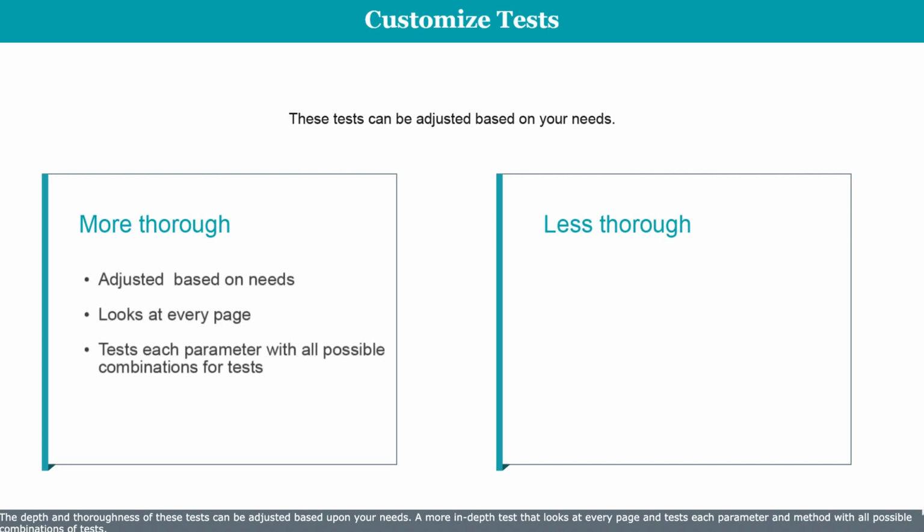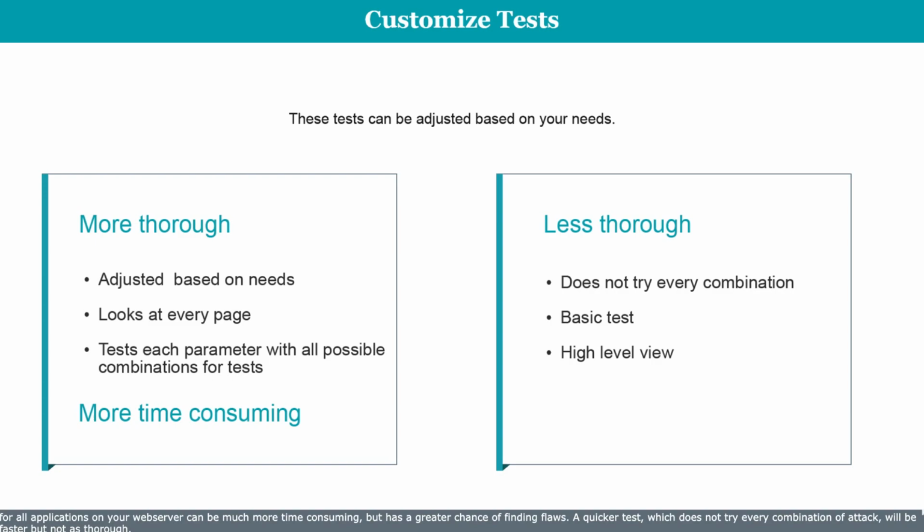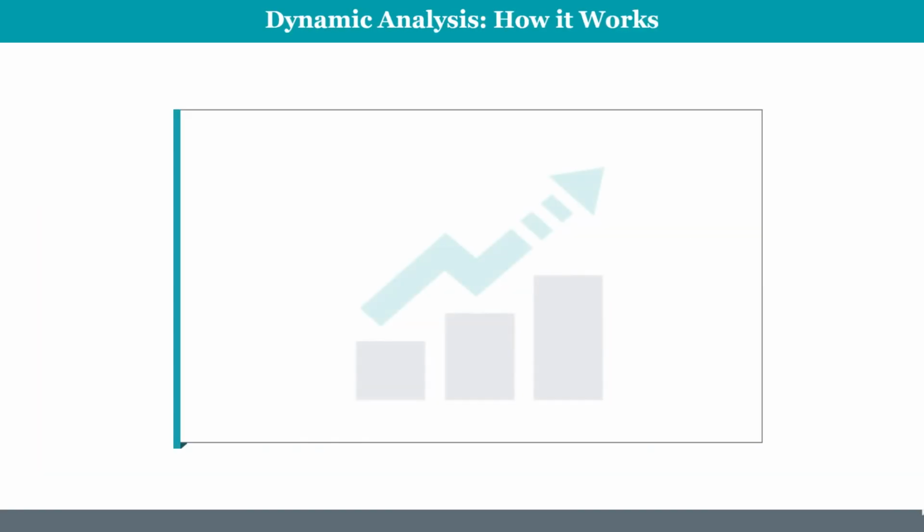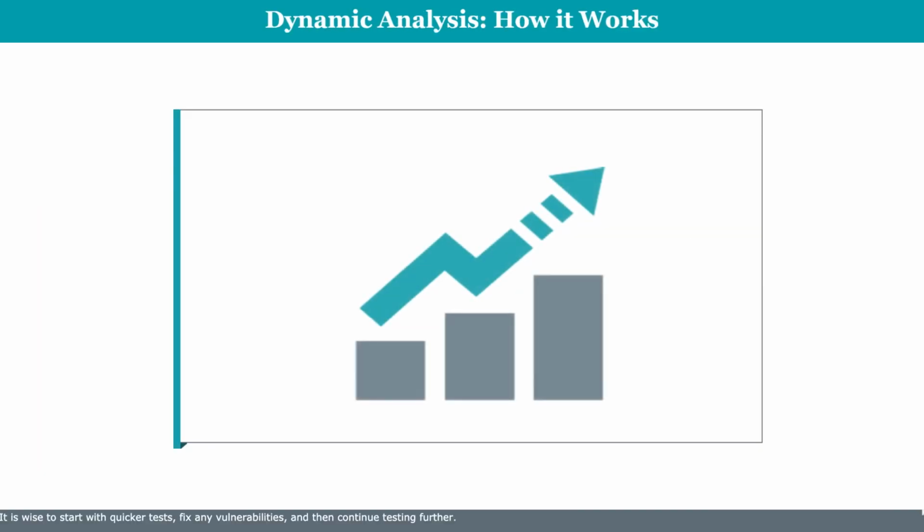A more in-depth test that looks at every page and tests each parameter and method with all possible combinations of tests for all applications on your web server can be much more time-consuming, but has a greater chance of finding flaws. A quicker test, which does not try every combination of attack, will be faster but not as thorough. It is wise to start with quicker tests, fix any vulnerabilities, and then continue testing further.